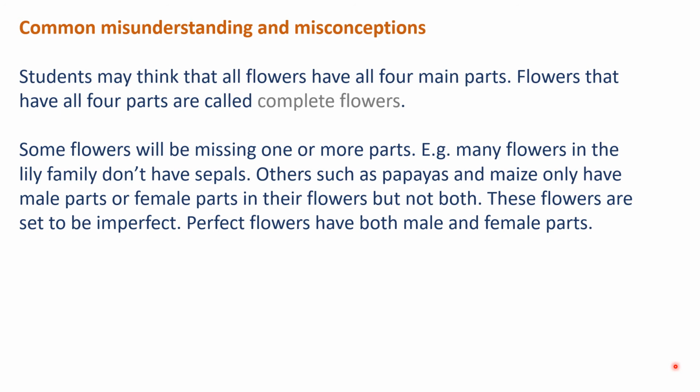Others, such as papayas and maize, only have the male parts or the female parts in their flower, but not both. Only one part is there. So these flowers are said to be imperfect. Perfect flowers have both the male and the female parts, and the flowers which have one part missing are called imperfect flowers.